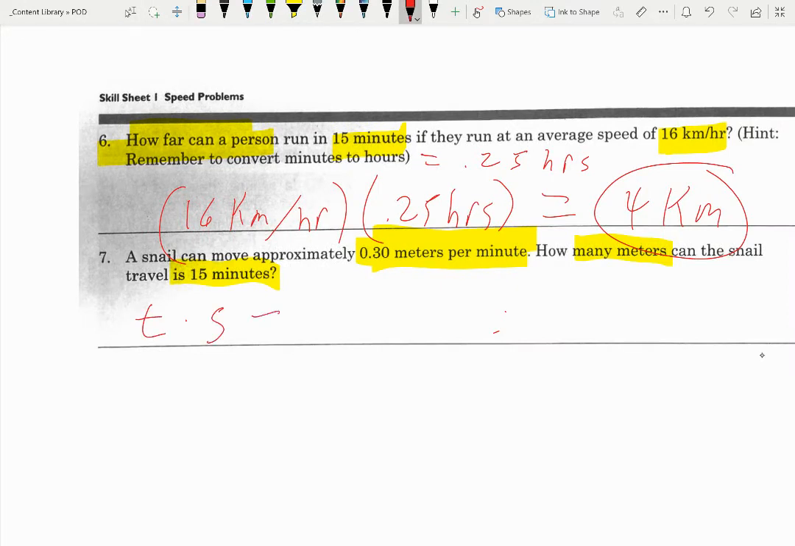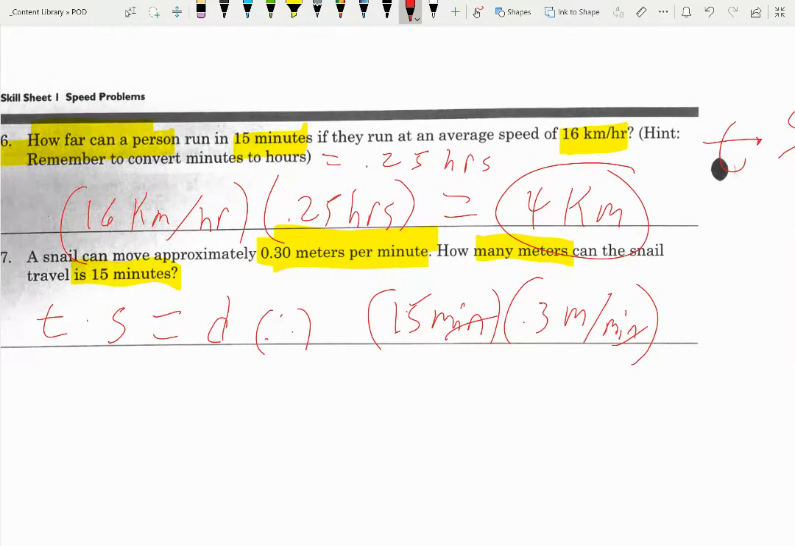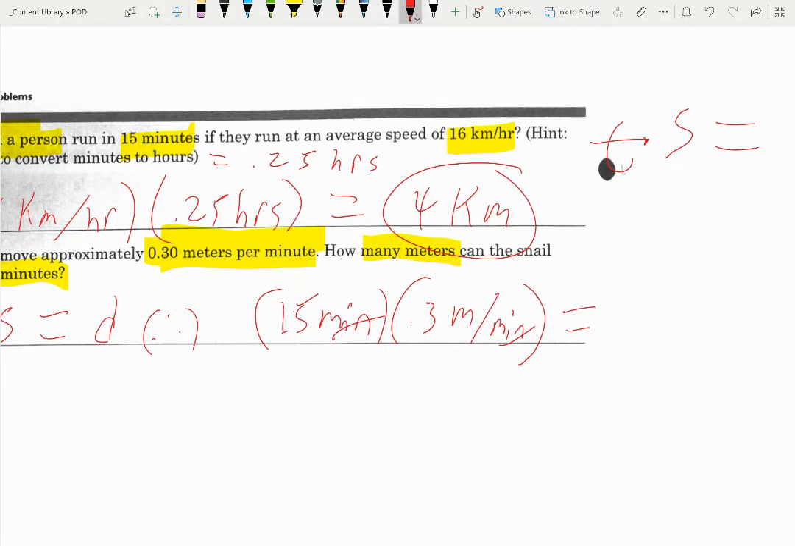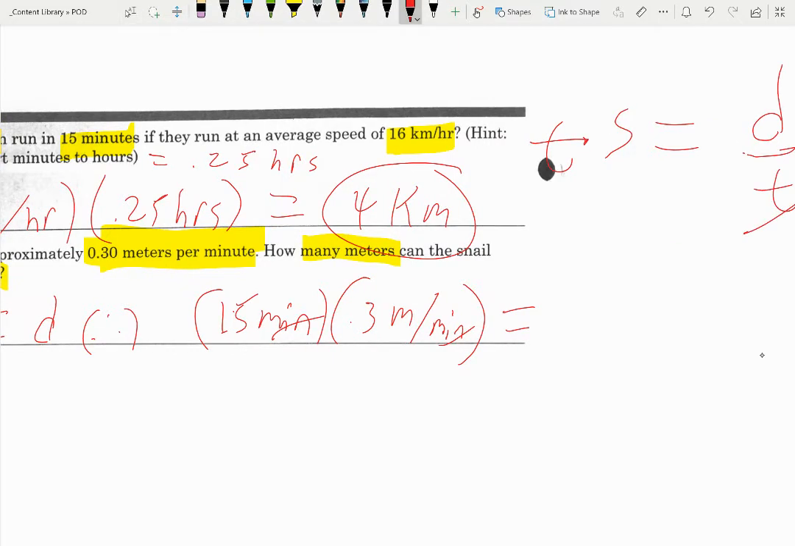Time multiplied by speed equals distance. So, therefore, 15 minutes, and this one you don't even have to change, which is nice. Okay, so then that will equal what? How many meters? 4.5 meters. Okay, any questions on that?